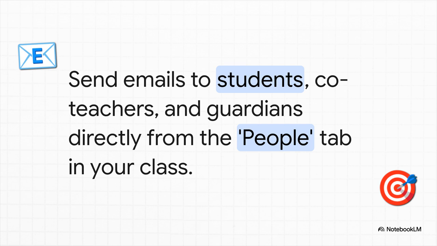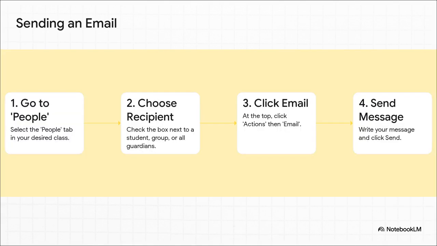Maybe it's one student, maybe it's all the guardians, or just one family, without you ever having to leave Google Classroom. It's all right there. And the best part? It's so easy to do. You just head over to the People tab in your class, check the box next to whoever you want to contact, click that Actions button, and then hit Email. A little compose window pops right up, you type your message, click Send, and you're done.